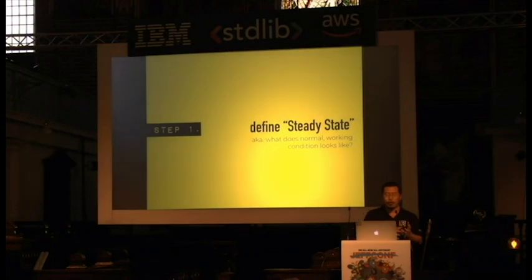And if you go to principlesofchaos.org, you can also find very nice documentation around what we're trying to achieve with chaos engineering, as well as 4 simple steps that you can follow to start doing chaos experiments yourself. The first step is you need to define what good looks like, what does normal working condition look like for your system.